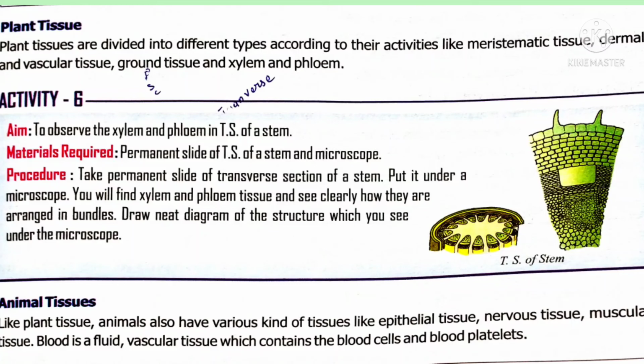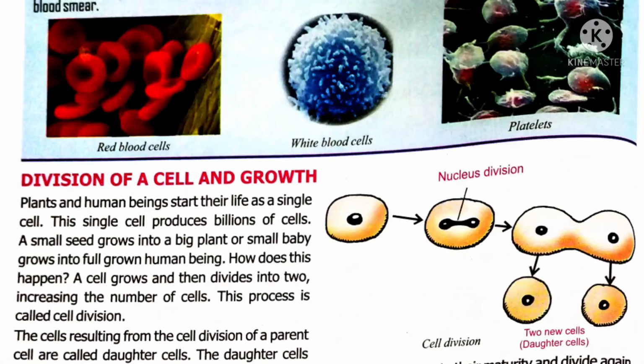Animals also have various tissues like epithelial tissue, nerve tissue, muscular tissue, connective tissue, etc. Here, blood is a transporter of our body. Blood carries waste materials and digested food materials, nutrients and water particles. So, blood is called the vascular tissue for us. Blood is a fluid vascular tissue which contains blood cells like RBC, red blood cells, white blood cells, and platelets.